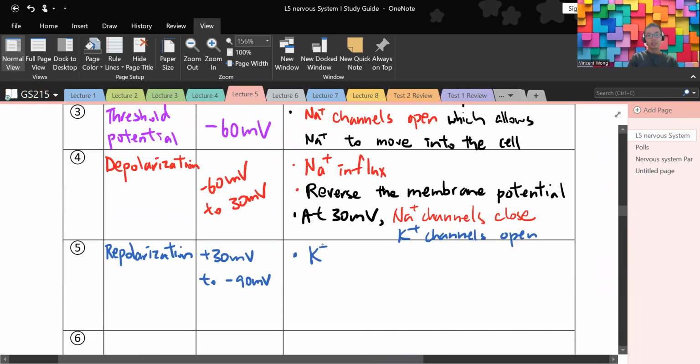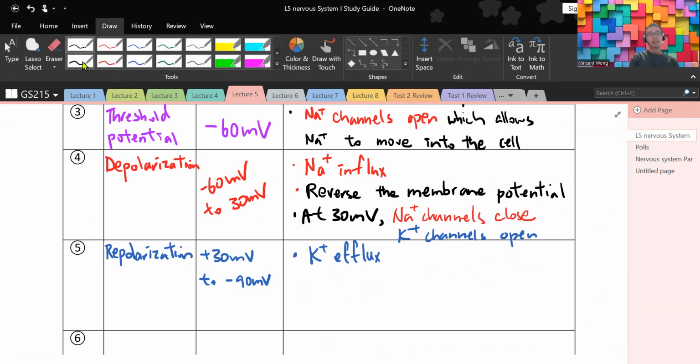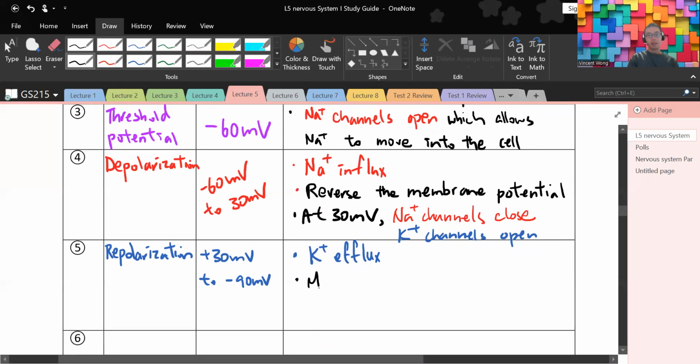So here it's potassium efflux. Membrane potential returns to negative once again.